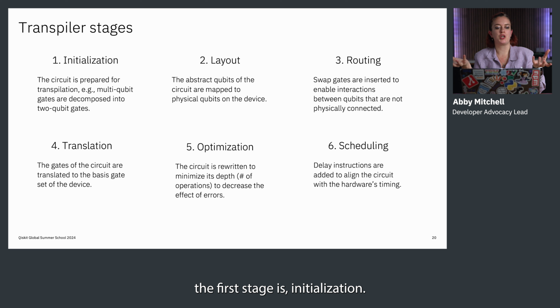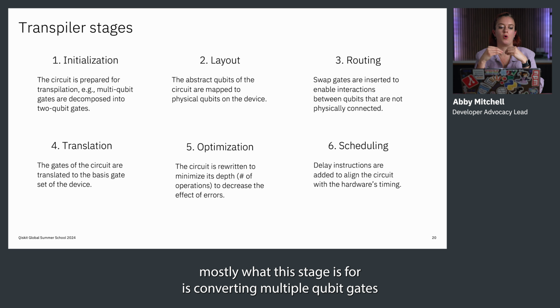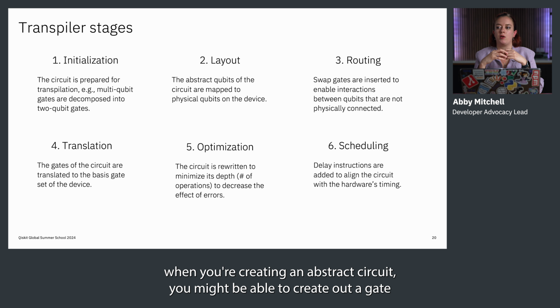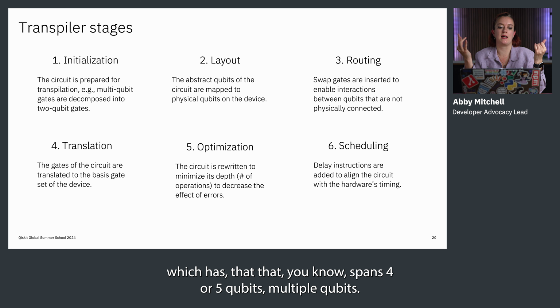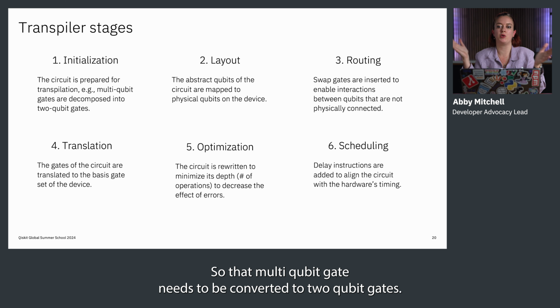The first stage is initialization. This is quite a smaller stage. It doesn't do an awful lot. Mostly what this stage is for is converting multi-qubit gates into 1 or 2 qubit gates. When you're creating an abstract circuit, you might be able to add a gate that spans 4 or 5 qubits, multiple qubits. But in reality, the device can only handle 2 qubit gates. So that multi-qubit gate needs to be converted to 2 qubit gates.